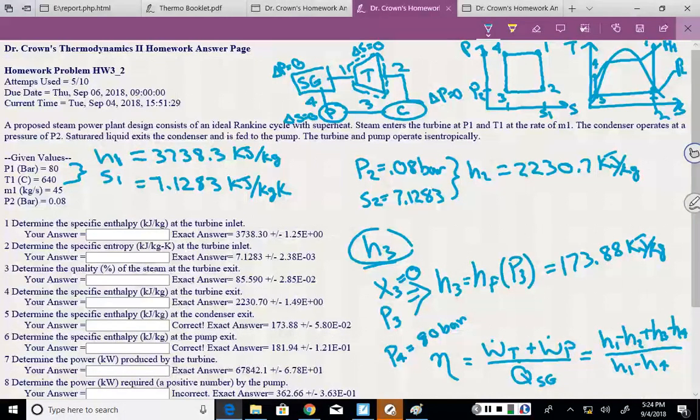S4 equals S3, which means that T4 has to equal T3 from our saturated liquid approximation, because S4 is only a function of T4, and S3, which we know is equal to S4, is only a function of T3 for our saturated liquid approximation. That means that T4 must equal T3. It's the same function. So if it's only a function of one parameter, same function, then it must be the same temperature.